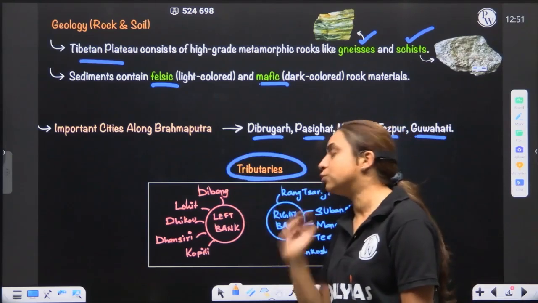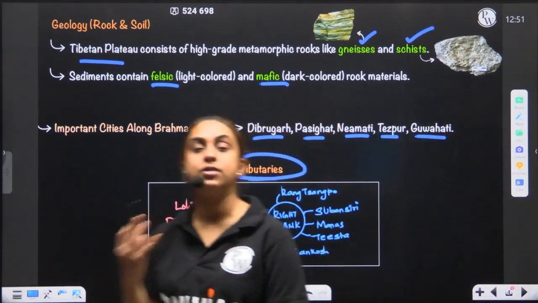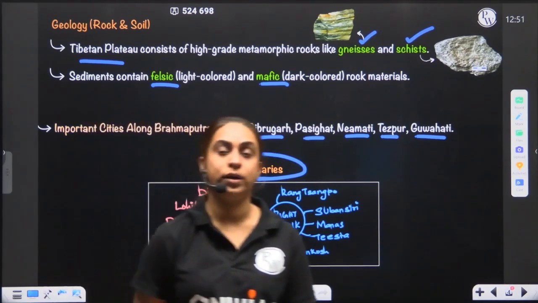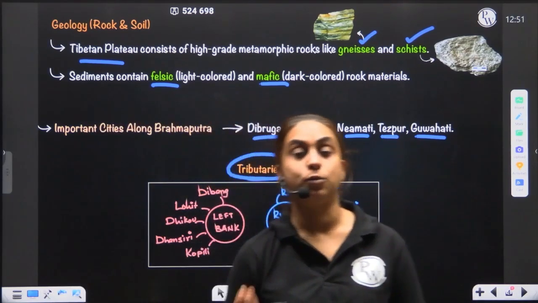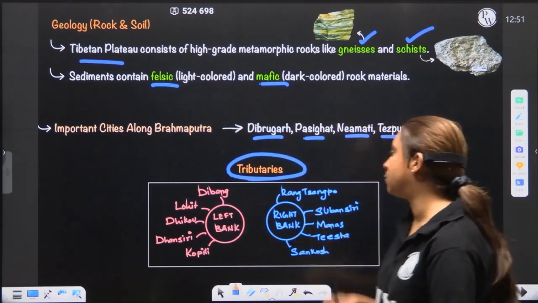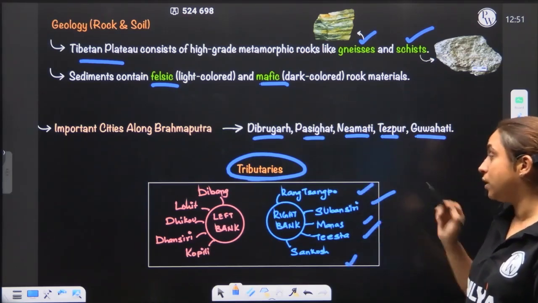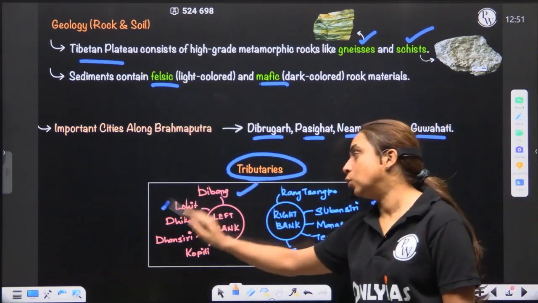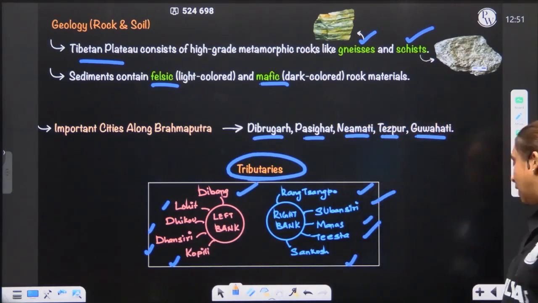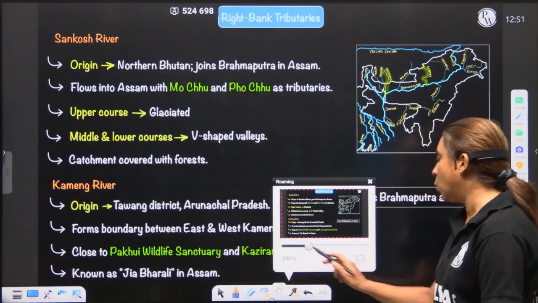Now moving on to the tributaries of the Brahmaputra. The Brahmaputra has around 12 to 13 very important tributaries. You have Manas, Kameng, Lohit, Dibang, Subansiri, Budi Dihing. So these are all the tributaries. You will see Subansiri, Manas, Teesta, Sankosh, Sangpo. Okay. You also have Dibang, Lohit, Dikhu, Dhansari, Kopili. These are important tributaries of Brahmaputra. So let us deal with the tributaries one by one.